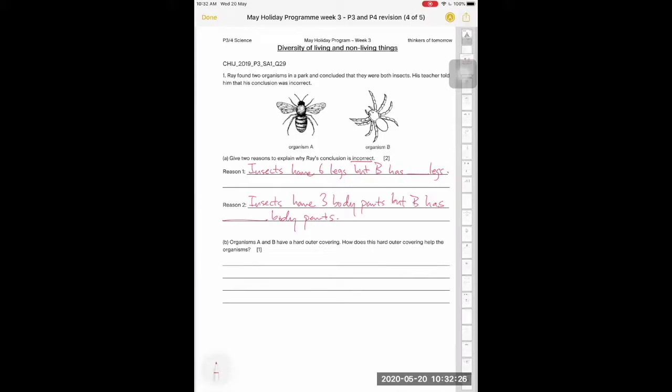Right, after the second one, part B has an outer covering. So for your hard outer covering, there are primarily two acceptable answers. The first one is to protect the softer parts, and the second one is to prevent the internal organs from drying up. Right, so this will be it.